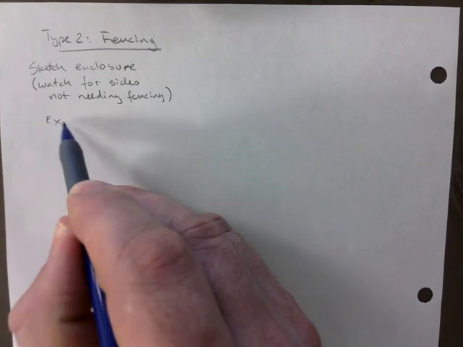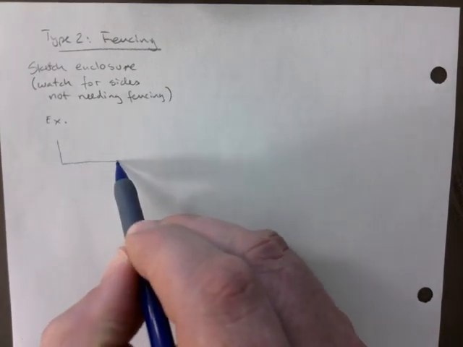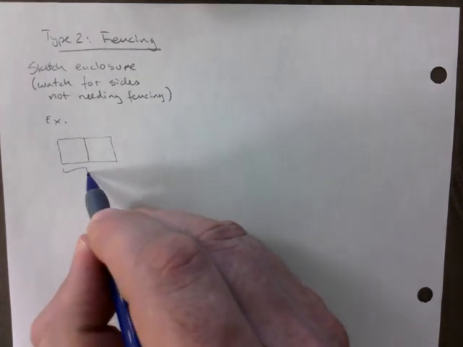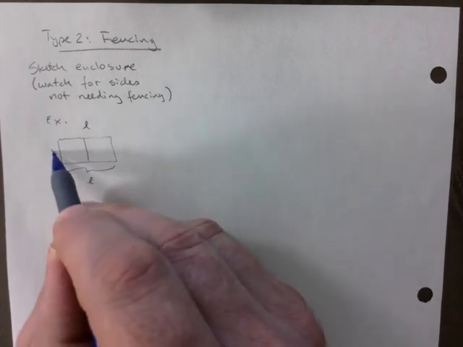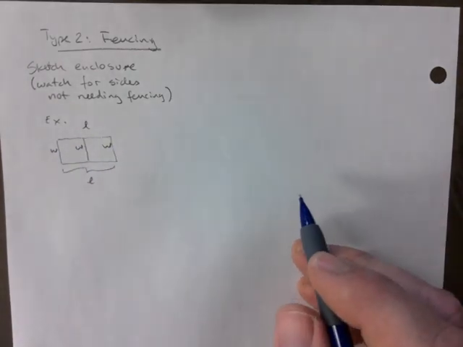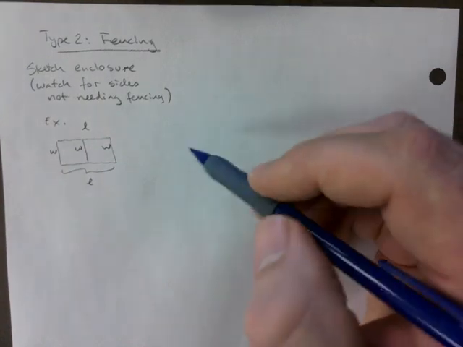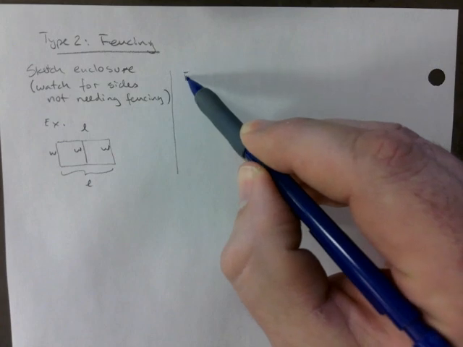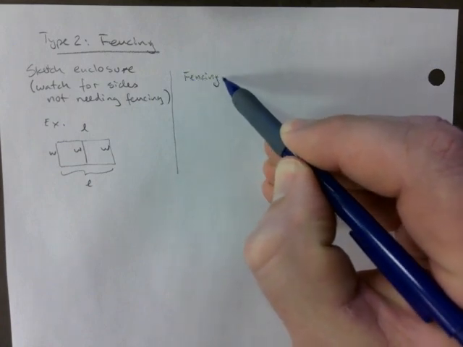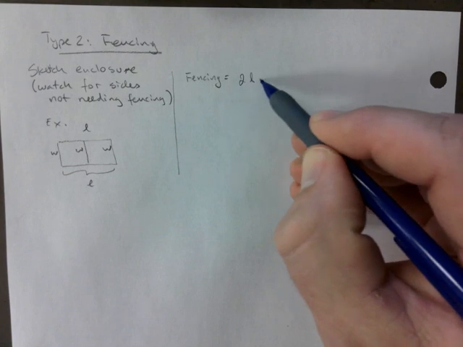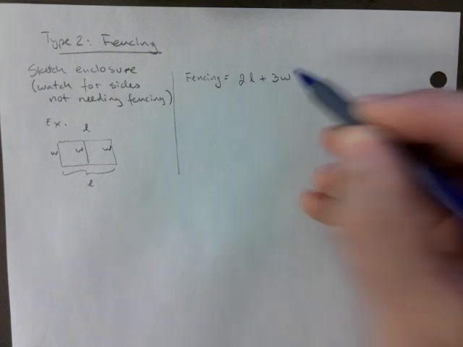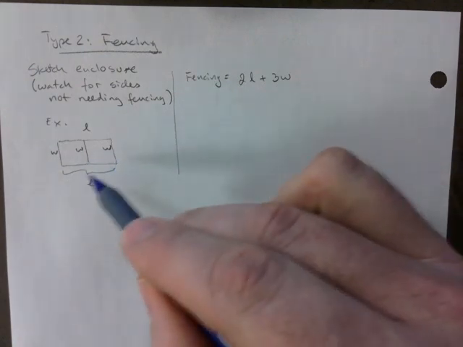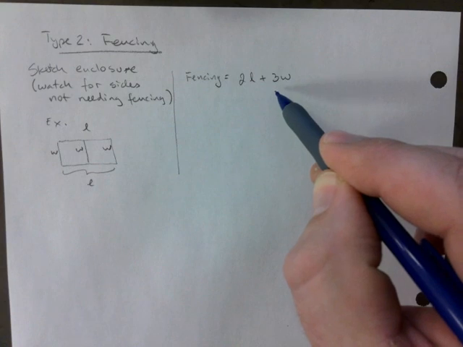So example, I would have an example like this. I've got, right, length, width. That would be step 1. And I'd say fencing is equal to 2L plus 3W. That'd be step 2. Like your diagram translated to an equation like this.